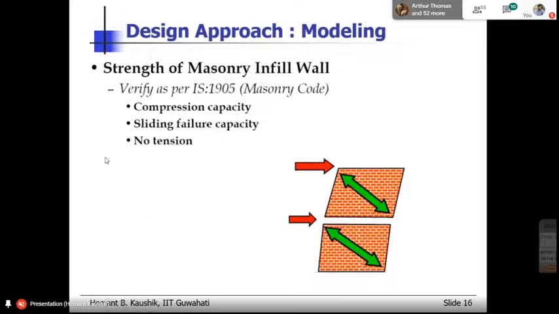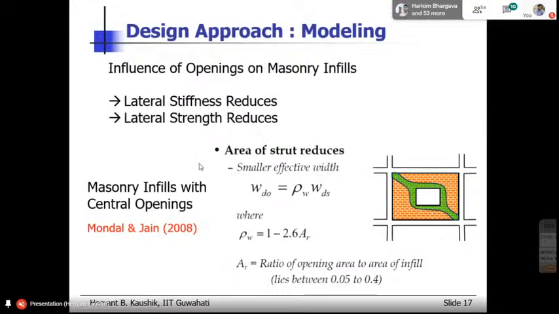Before we actually go to these codes, like I said, you have to check the Indian code for finding out the strength. So the Indian code is IS 1905 as far as masonry is concerned. That will tell us about the strength. You should not start looking at the strength of masonry in IS 1893, because 1893 gives you the design forces. It does not tell you what is the capacity of the building. It only tells you the design force. We'll come back to this later, but let us first worry about what is the influence of openings.